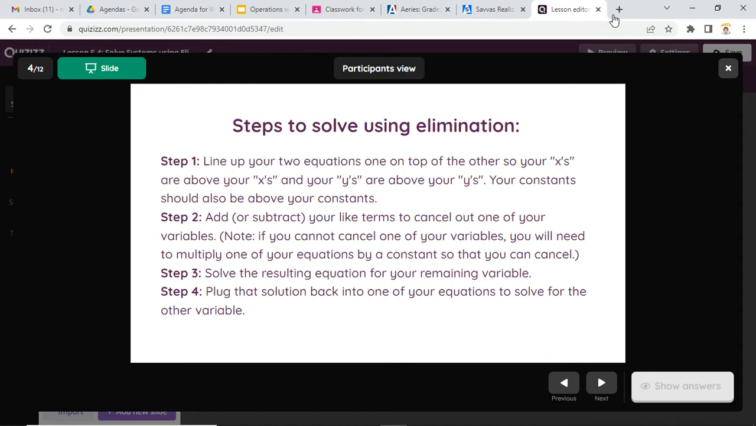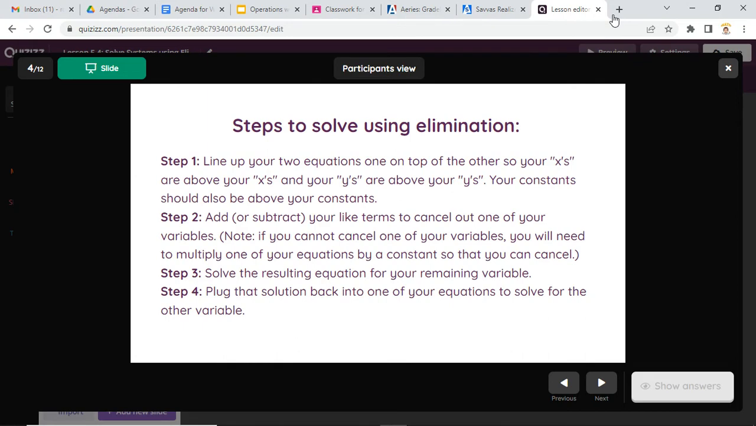All right, next, you need to add or subtract your like terms to cancel out one of your variables. So note, if you cannot cancel one of your variables, as in there's nothing where if you add or subtract, one of your variables will go away, then you need to multiply one of your equations by a constant so that you can cancel them.